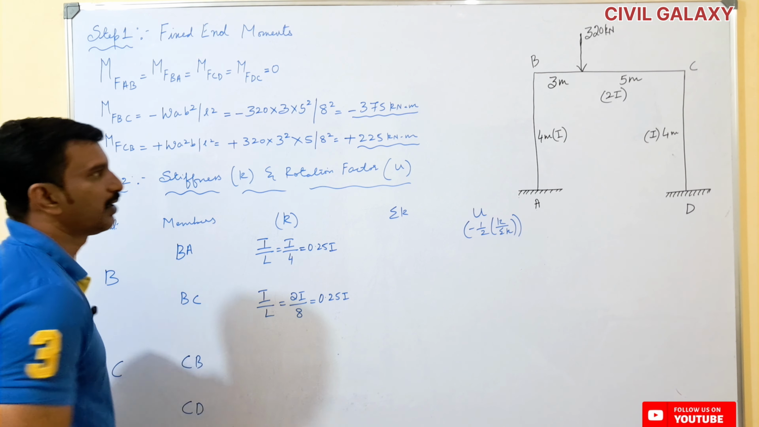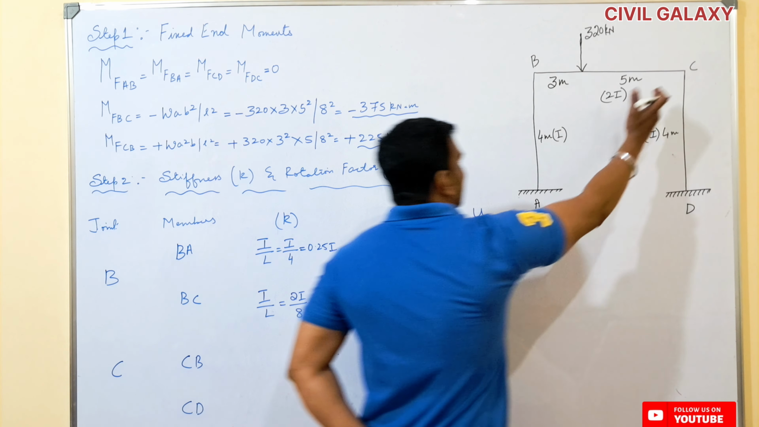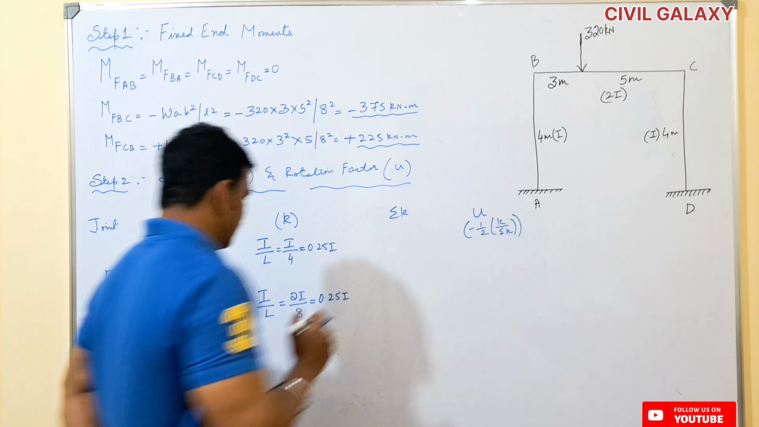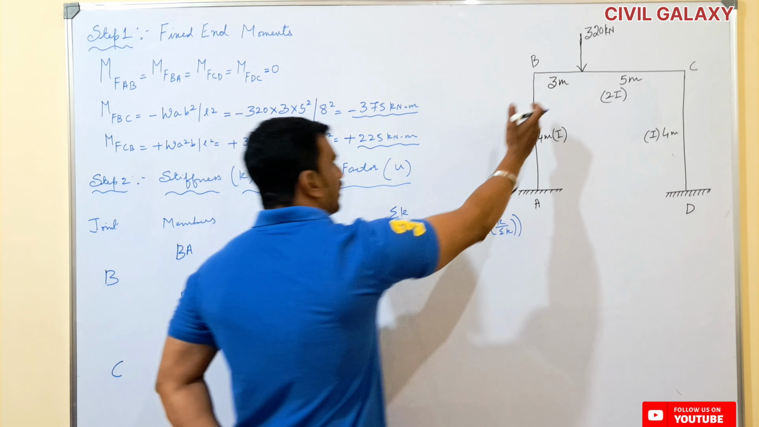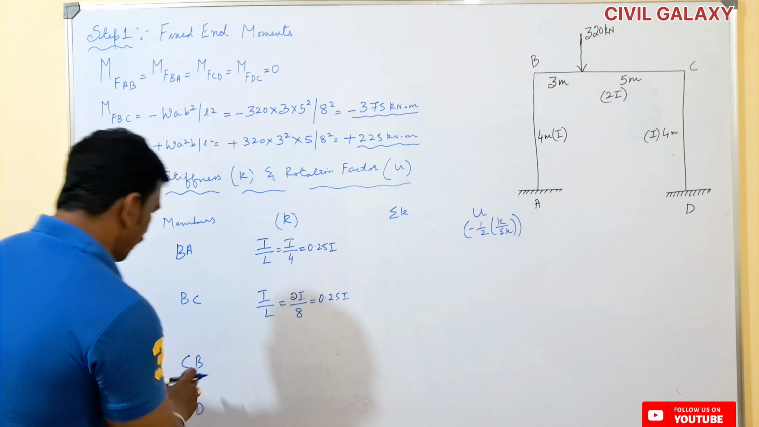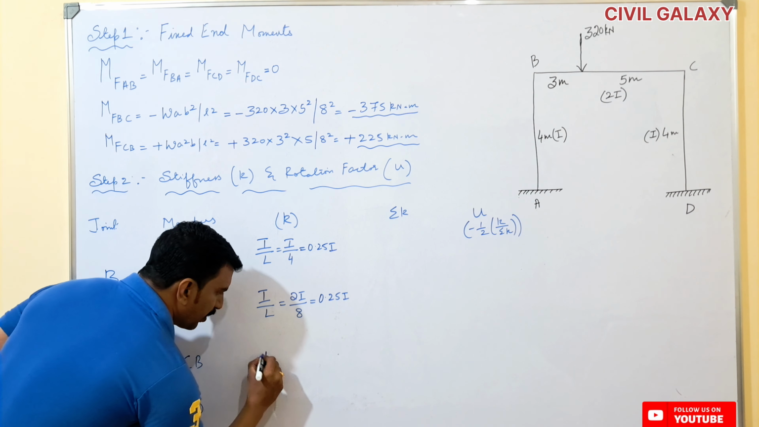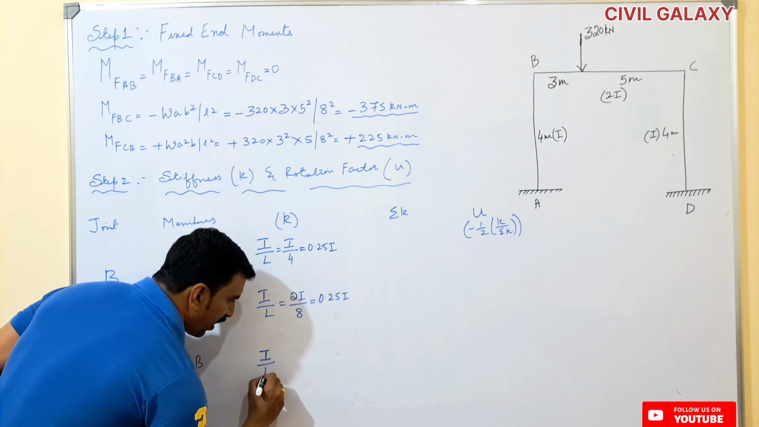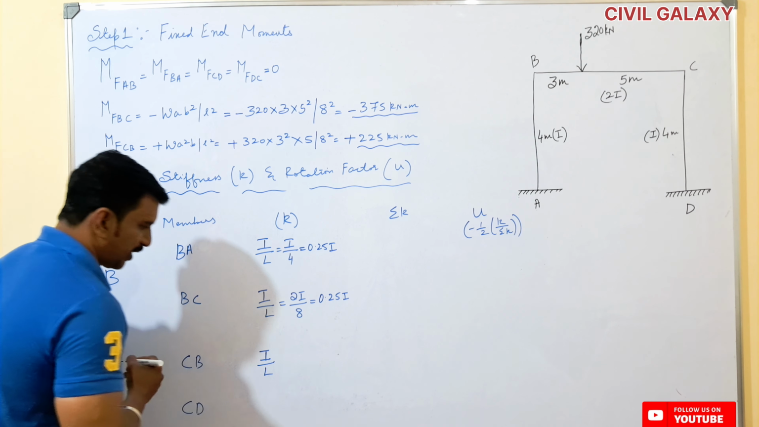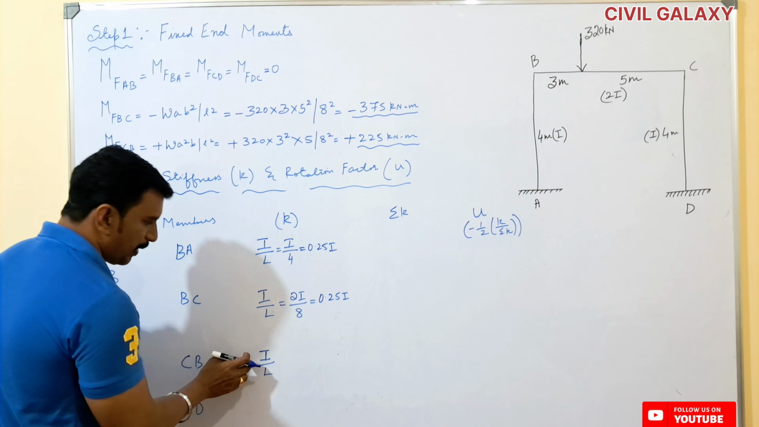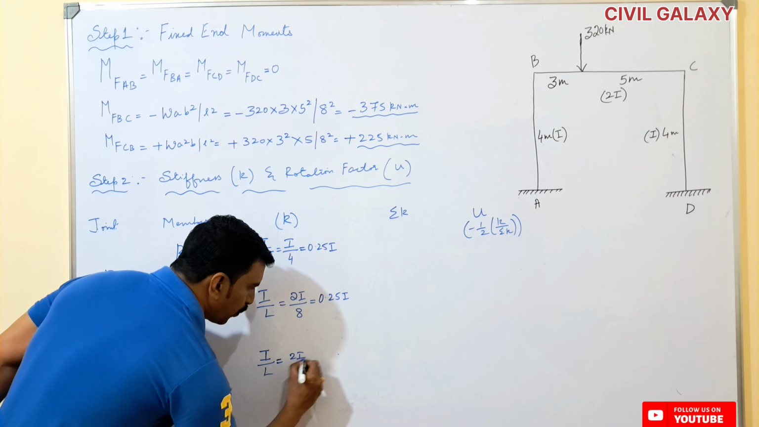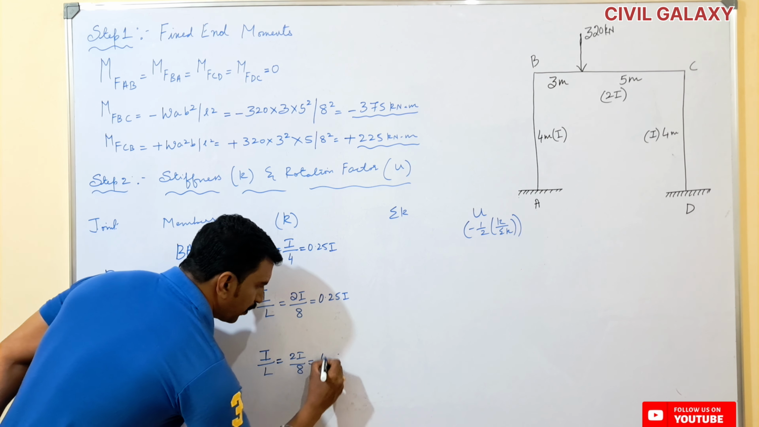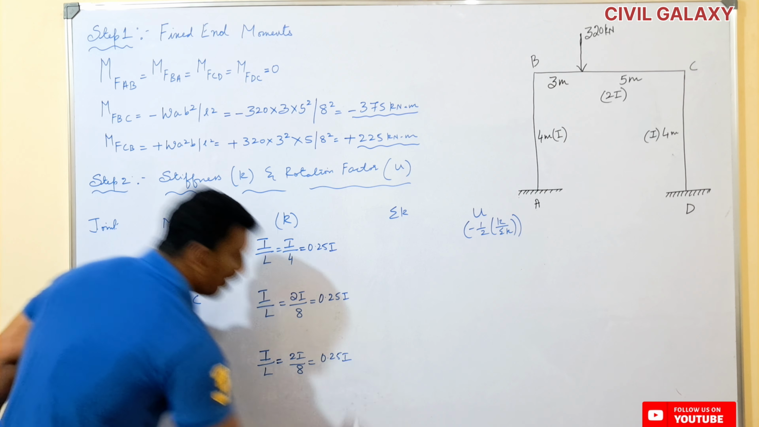So if we come to member CB, C is the near end and B is the far end. Since B is an intermediate support, we are considering it as a fixed support over here. So for member CB, since the far end is fixed, the stiffness is I upon L, which will be equal to 2I upon 8, which will be equal to 0.25 I.